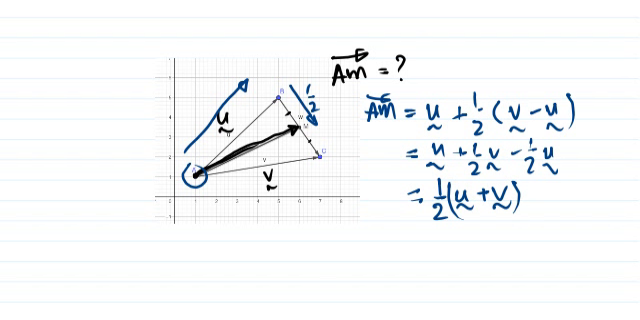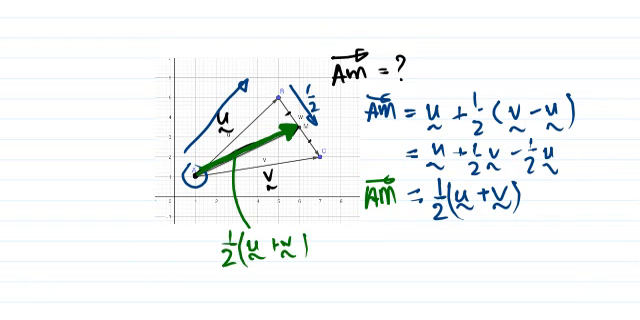Be careful, that's AM, which is this vector here. So this vector is half u plus v, whereas this vector in red is v subtract u, and if I want the half bit, it's half of that. Quite subtle.